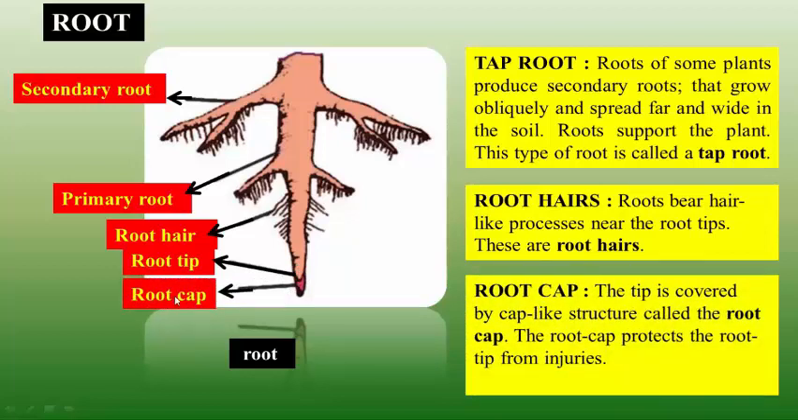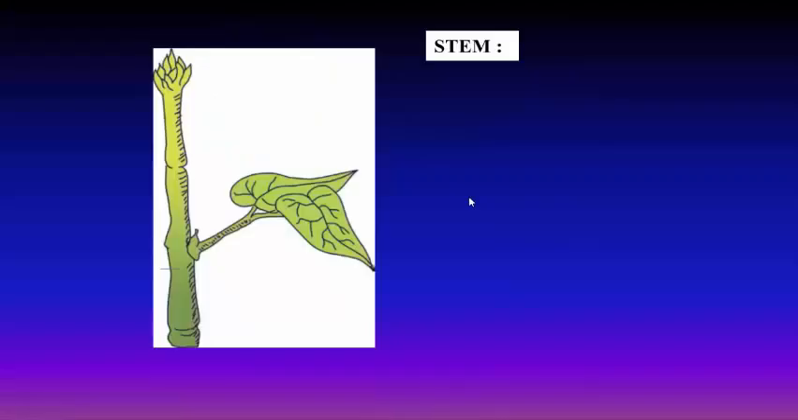And this is a root cap. What is root cap? The tip is covered by cap-like structure called the root cap. The root cap protects the root from injuries. This is a root tip. Root tip is covered by root cap. It protects the root tip from injuries.